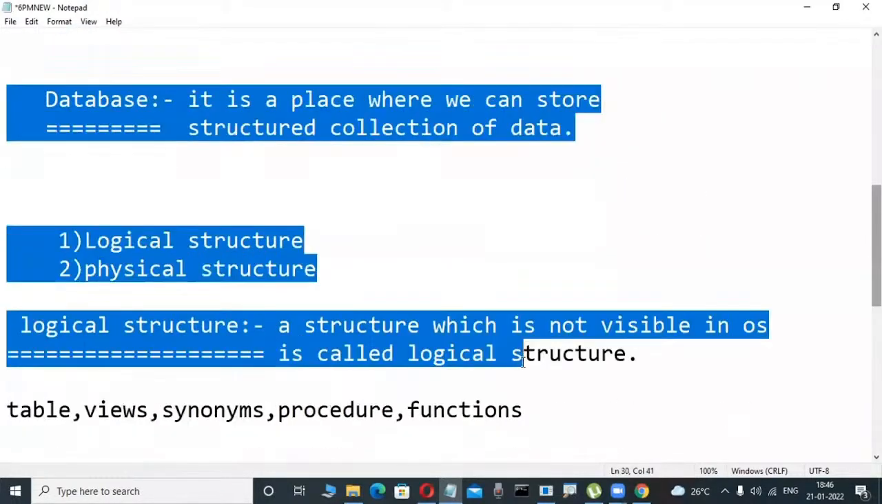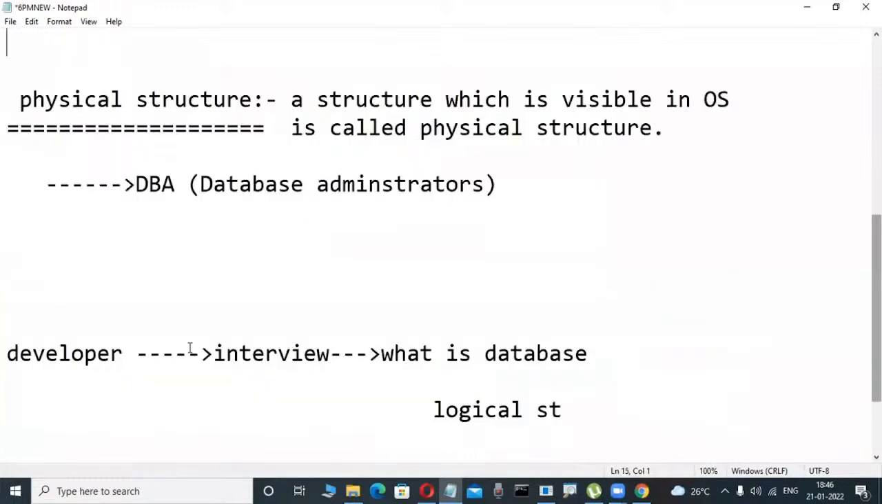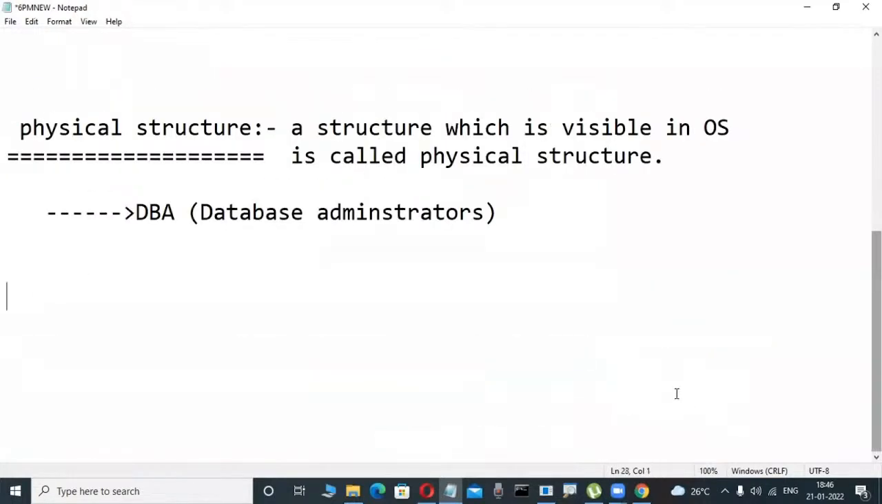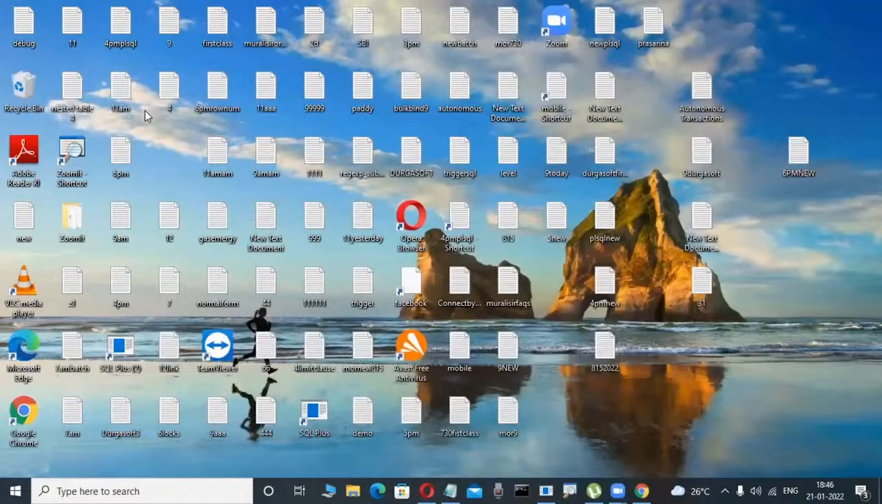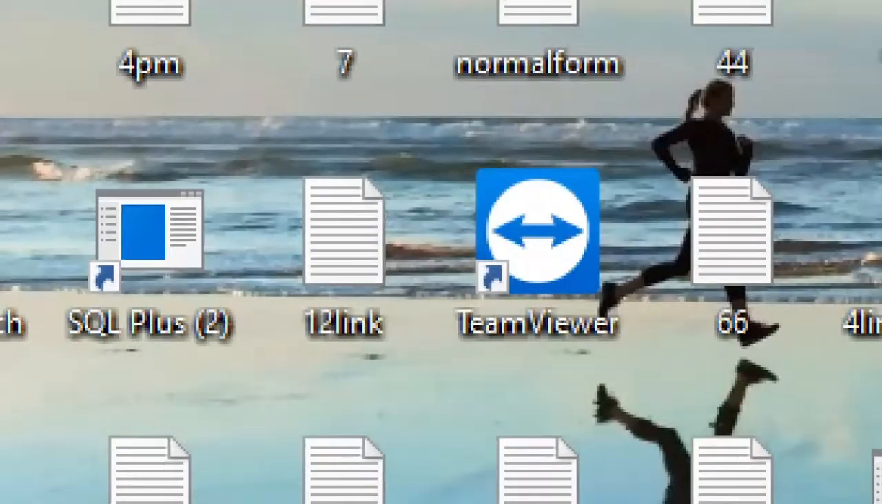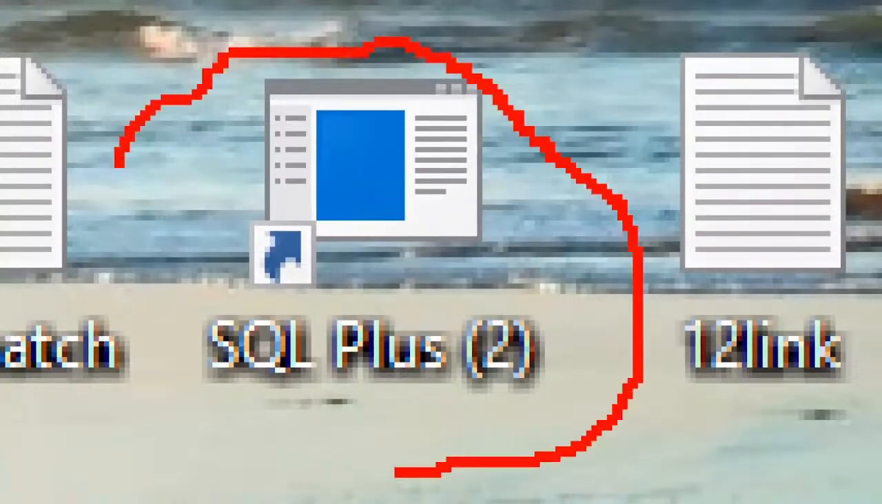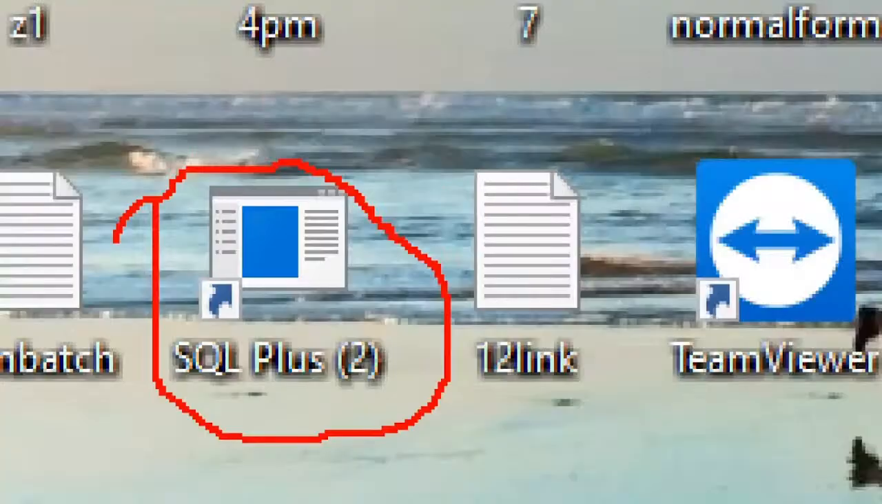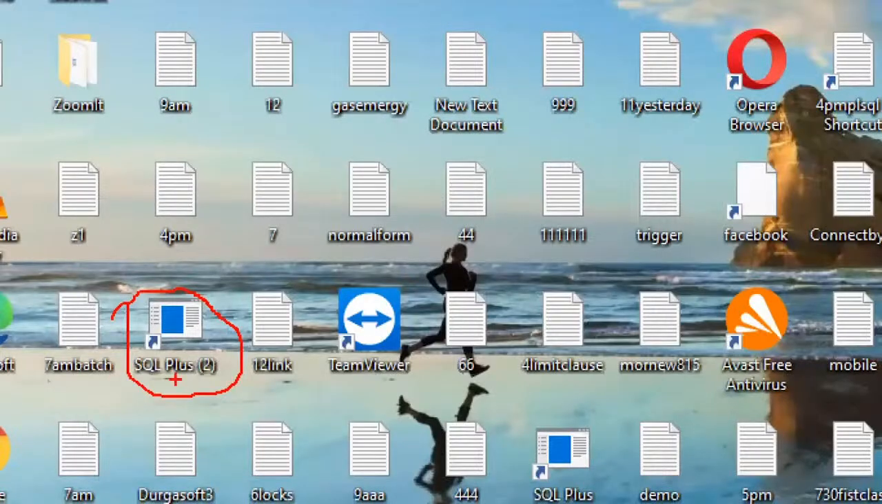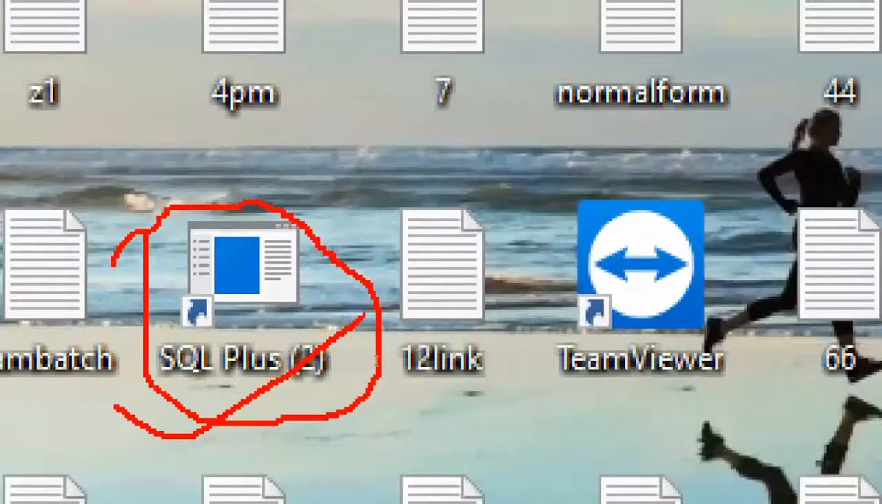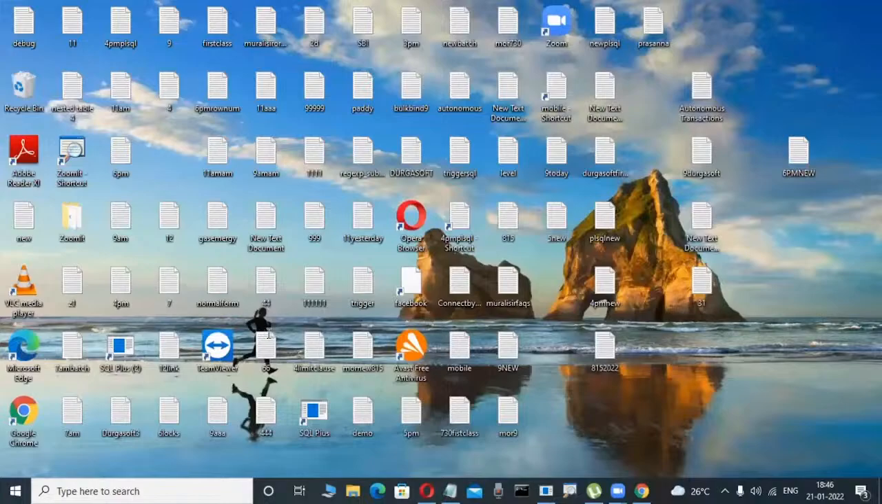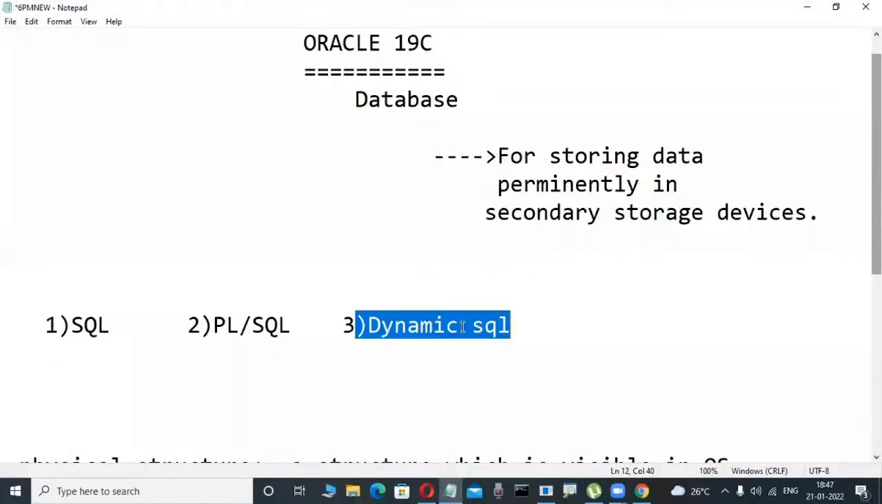That is a very small thing I'm telling. Now observe here on my screen. I'm installing Oracle. SQL*Plus is there. SQL is a language, PL/SQL is a language with some coding, and dynamic SQL is a language. Daily we are writing code.